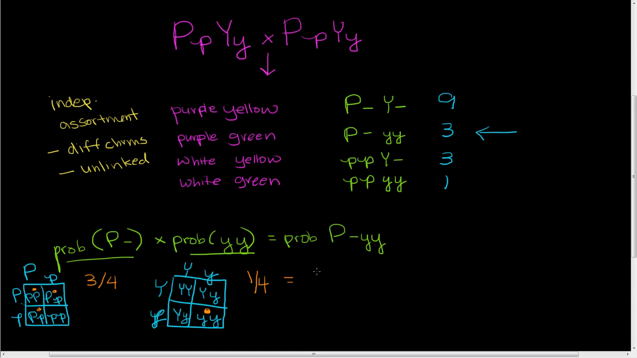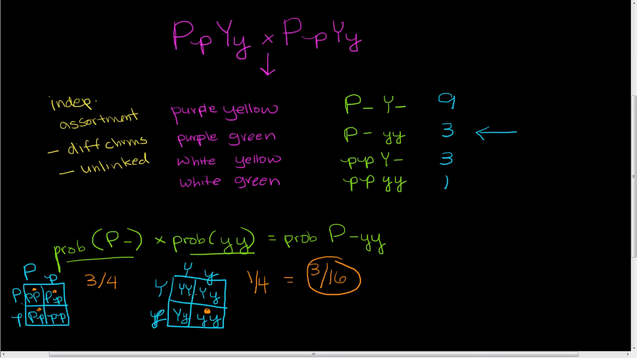So if we multiply these two numbers together, we end up with 3/16, which is the same number that we got from drawing out the different combinations with the dihybrid, so the P and Y loci represented at the same time. So this way is a lot faster, especially if you already know that you're going to get 1/4 little y, 1/4 big Y, and 1/2 big Y, little y. If you already know those in your head, then this way is going to be a lot faster.